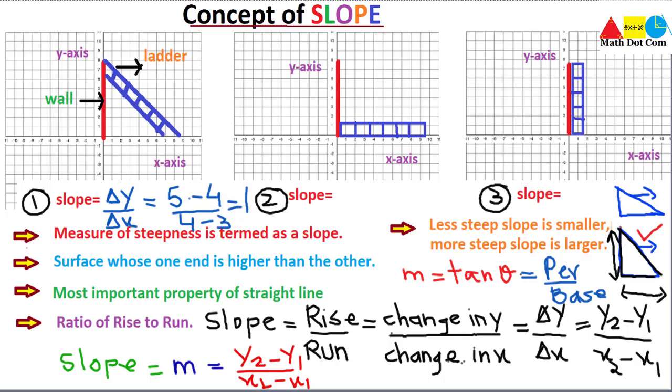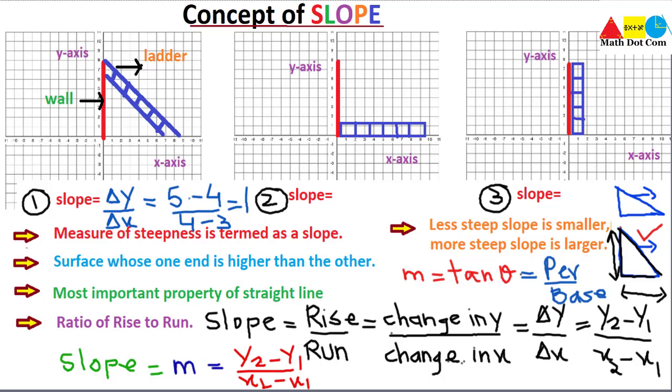This is the slope of this line, that is this ladder that we have shown here, that the ladder is against a wall and we have to find the slope of this ladder. So we can take any point from the x-axis and the y-axis on this line, and we can find the slope.